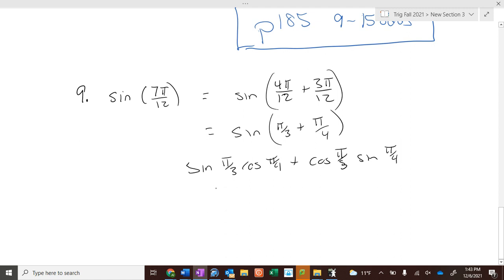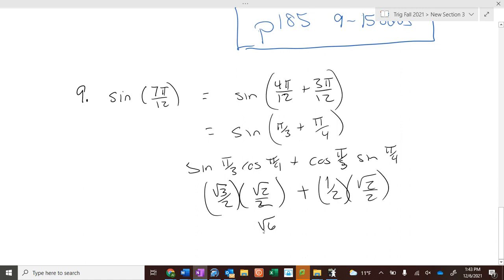What's sine of pi over 3? Come on, people. What's sine of pi over 3? Square root of 3 over 2. Cosine of pi over 4. Cosine of pi over 3. Sine of pi over 4.